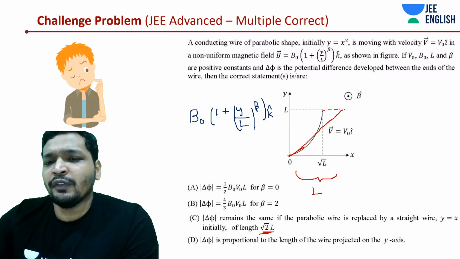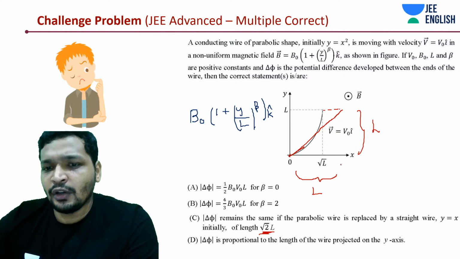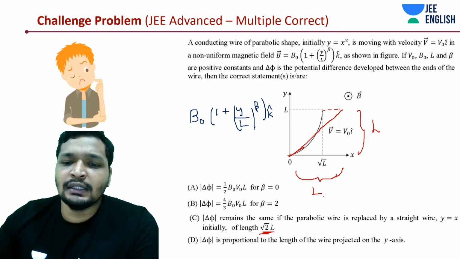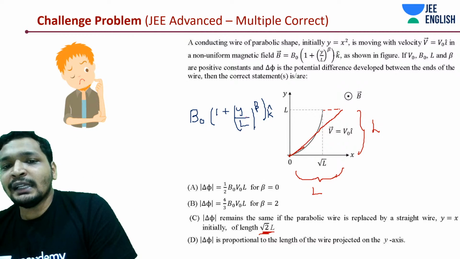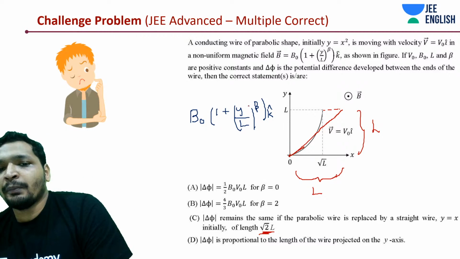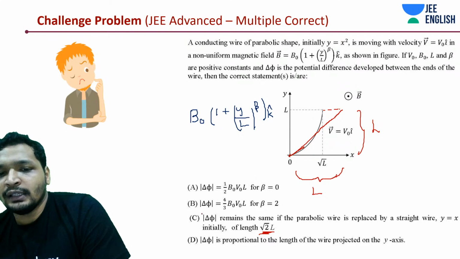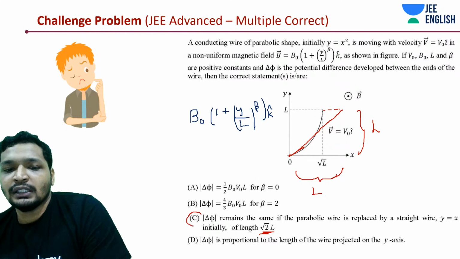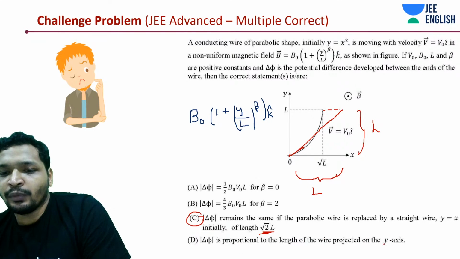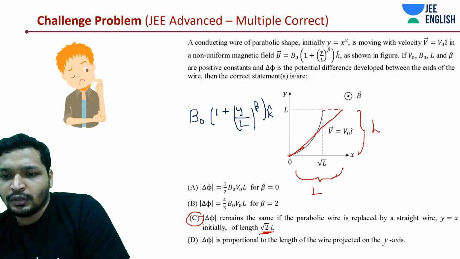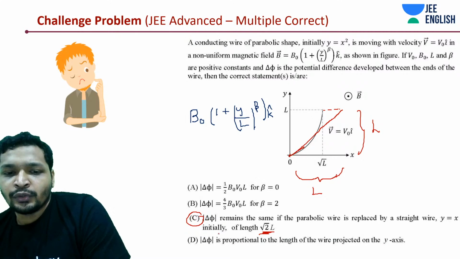It would be of length L along the x-axis and y-axis, but it's only dependent upon the y-axis coordinate and y-axis projection. If this length is equal to L and this parabolic wire length is also equal to L, yes, this is true. C is true. And delta phi is proportional to the length of the wire. This is also true.